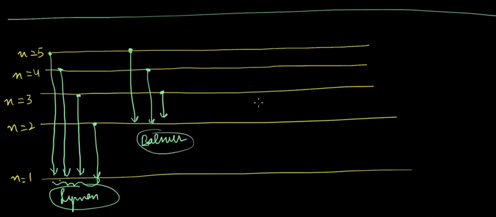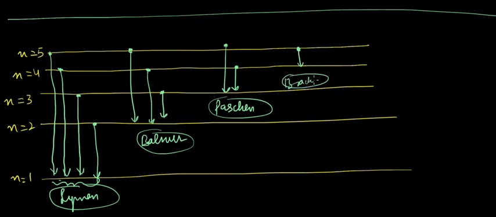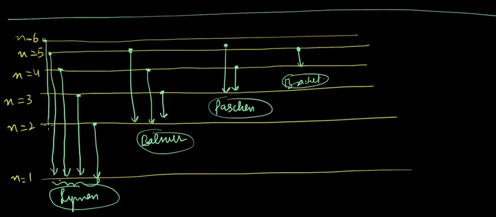Then for Paschen series, electrons drop from n equals to 4 to 3 and 5 to 3. This is Paschen series. Then for Brackett series, electrons jump from 5 to 4. This is Brackett series. So we have one more which is Pfund. So let me draw n equals to 6 also. So this is n equals to 6. For n equals to 6 also, for the Lyman series we must have n equals to 6 to 1. Similarly, 6 to 2 for Balmer, 6 to 3 for Paschen, 6 to 4 for Brackett, and finally we will have 6 to 5, just to accommodate one example of Pfund series.